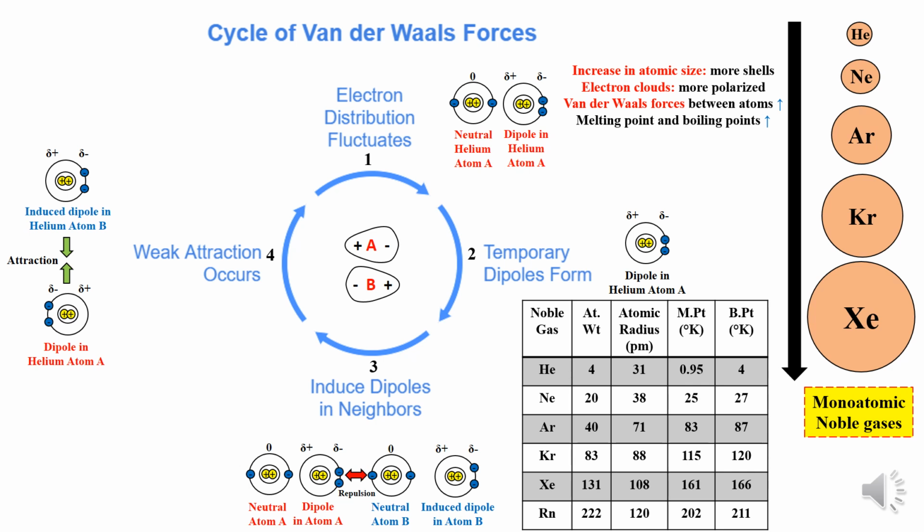So what is depicted in this table is a list of noble gases with their corresponding atomic weight. You can see as the size of the noble gas increases, there is a corresponding change in the physical properties of the noble gases, like melting point and boiling point. This is because of the increase in the intermolecular van der Waals forces between the atoms.